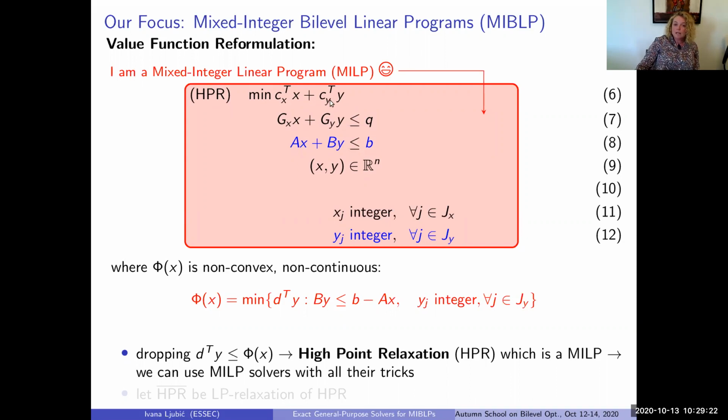Nevertheless, there are papers that show that this HPR value can still be arbitrarily bad, arbitrarily far away from the optimal solution value. But not only that, I will show you in a few slides that we can have situations in which the HPR problem is unbounded, which means that the minimum is minus infinity, and nevertheless, there is an optimal solution of the bilevel MILP. So this is rather counterintuitive.